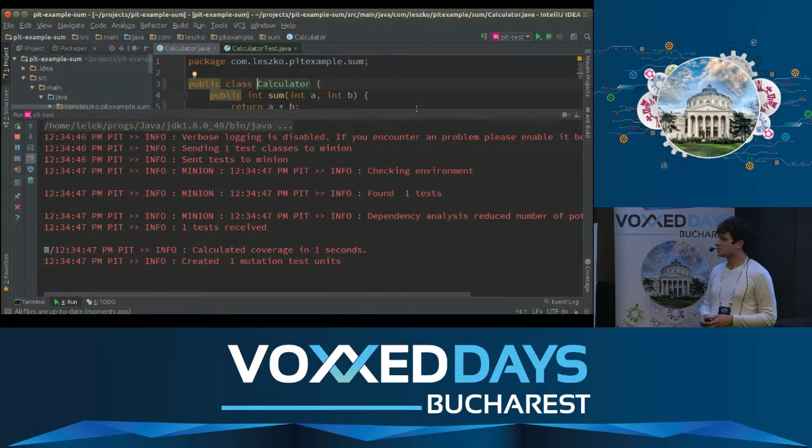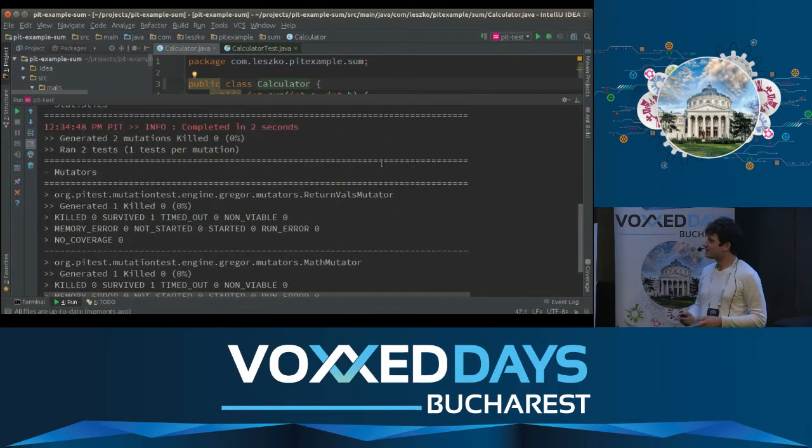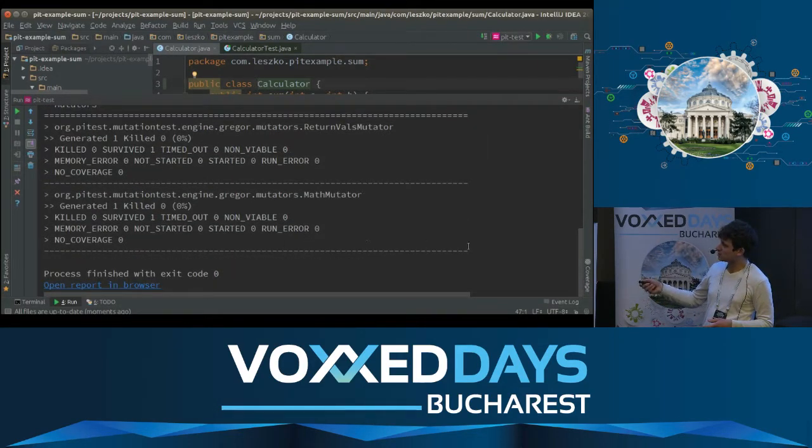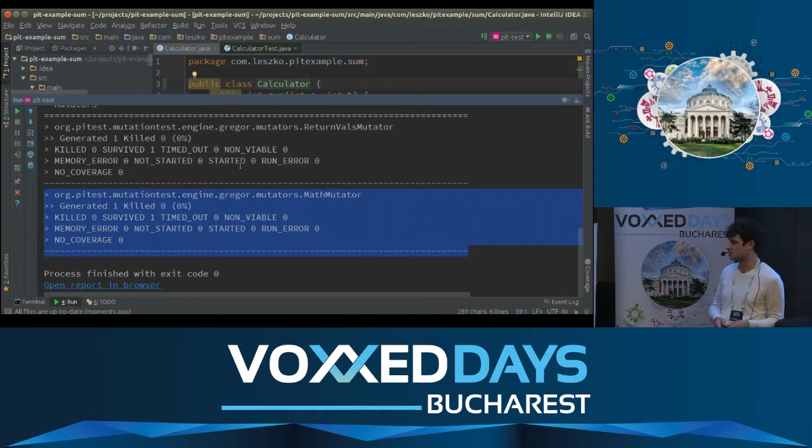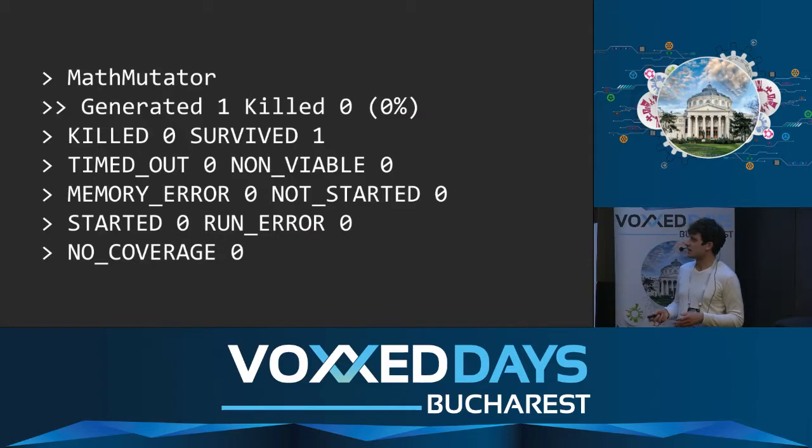So it prints a lot of things to the console. Here we can see that it created in fact two mutations. One is the math mutator and the other is the return values mutator. Let's have a look at the math mutator first. This is exactly what we've seen on the slide. So it changed plus to minus. Here we see that it was generated, but it was not killed, so it survived.